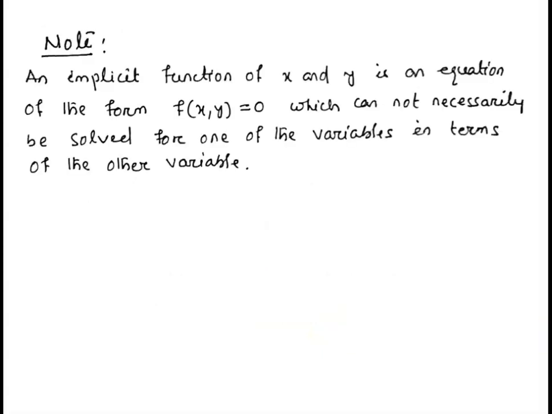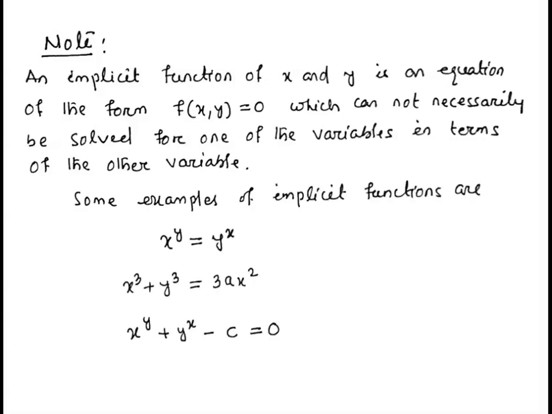Now what is an implicit function? An implicit function of x and y is an equation of the form f of xy is equal to 0, which cannot necessarily be solved for one of the variables in terms of the other variable. That means if we have a function which can be written as an equation in the form of f of xy is equal to 0, which cannot necessarily be solved for one variable, that means we cannot solve it for y in terms of x or x in terms of y. Such types of functions are known as implicit functions.